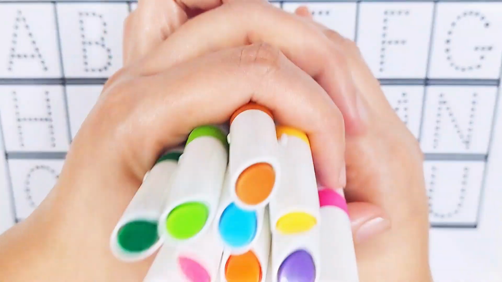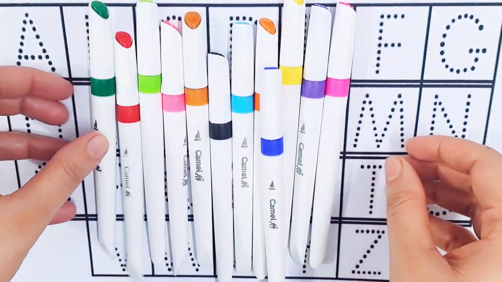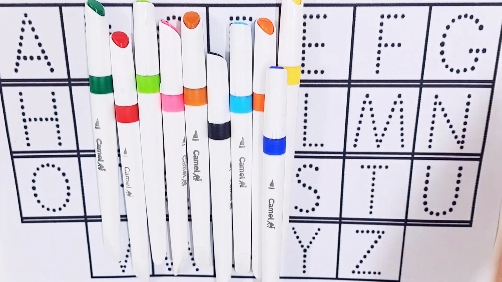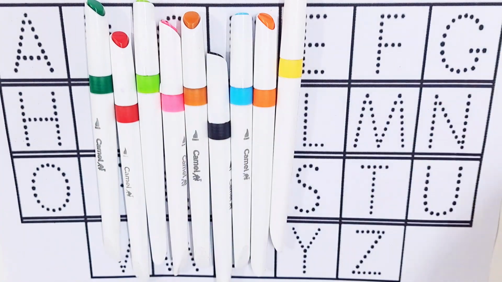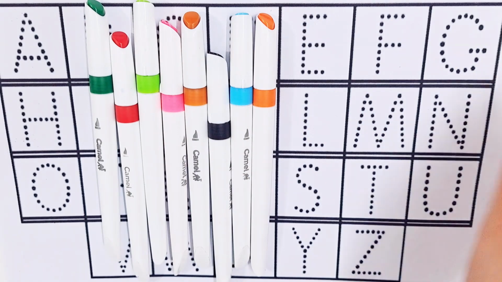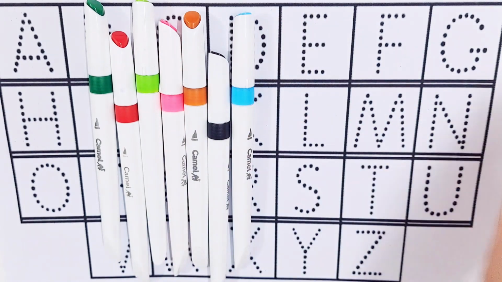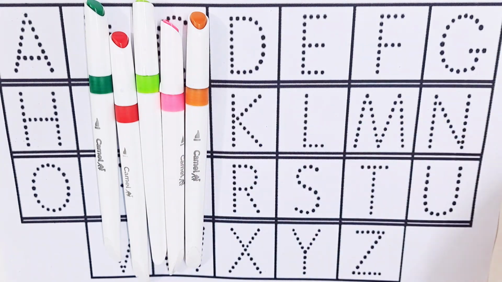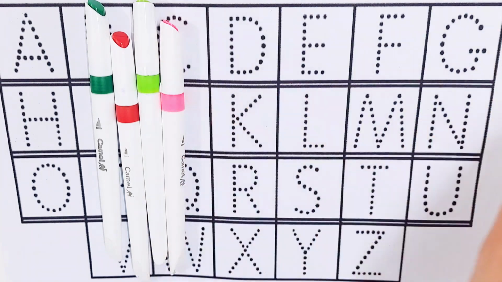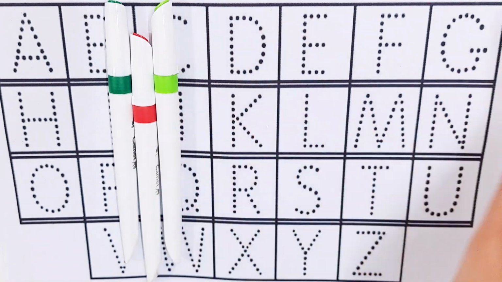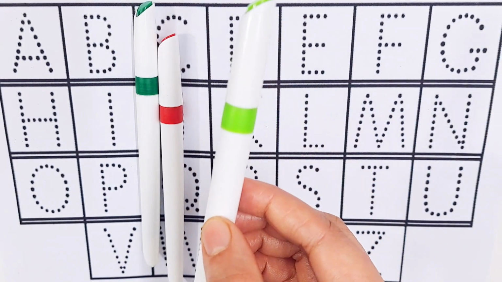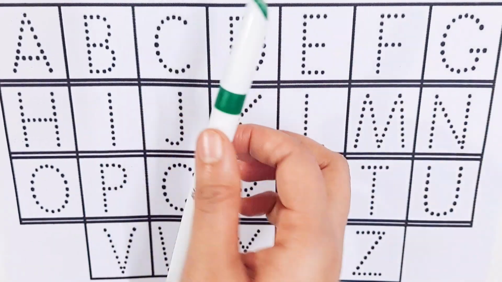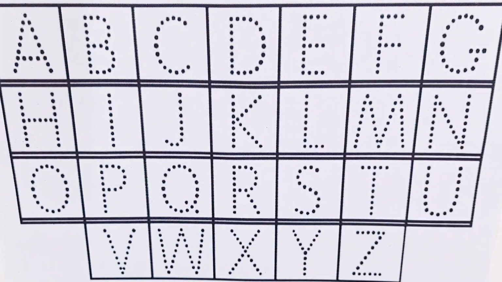Hello kids, let's learn some color names. Purple color, violet color, dark blue color, yellow color, orange color, sky blue color, black color, brown color, pink color, light green color, red color, dark green color.